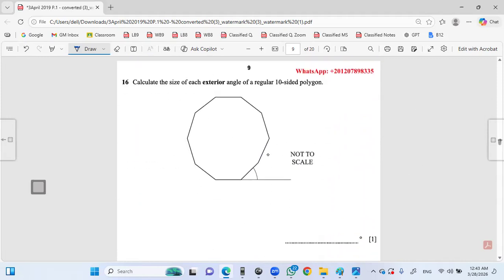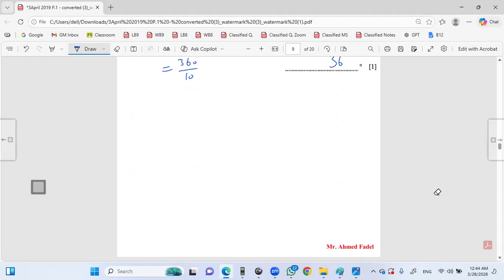To find the exterior angle of any polygon, remember that exterior equals 360 over the number of sides. They told you it is 10 sides. So 360 over 10, which is 36 degrees.